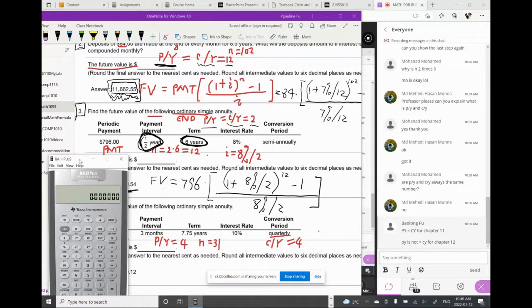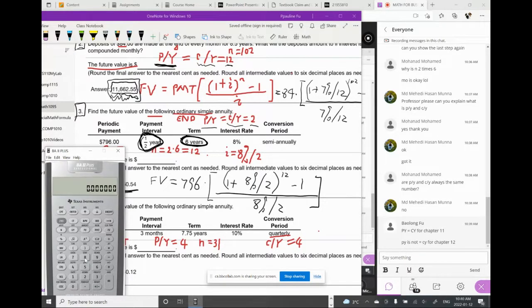Second quit. Now enter 796, positive, press PMT. 12, press term N. 8, press IY interest. 0, PV. Last step, compute, CPT, compute FV. Any questions? So this is question 3, okay.